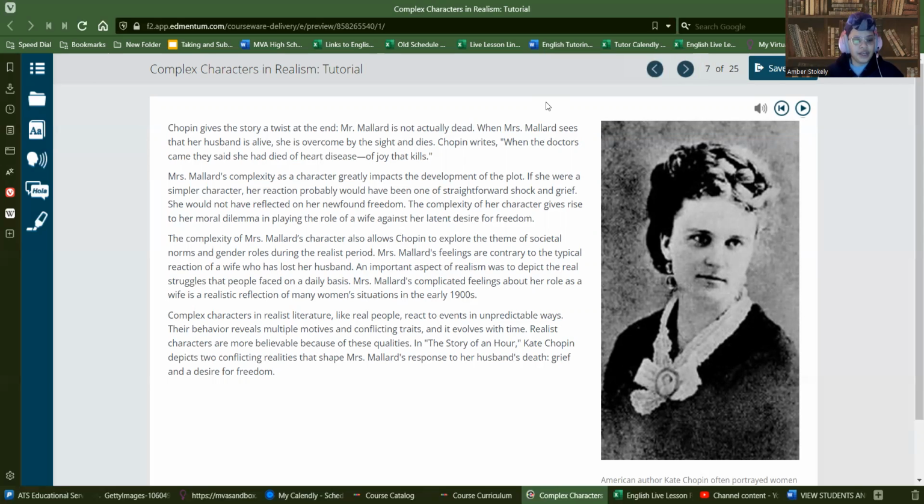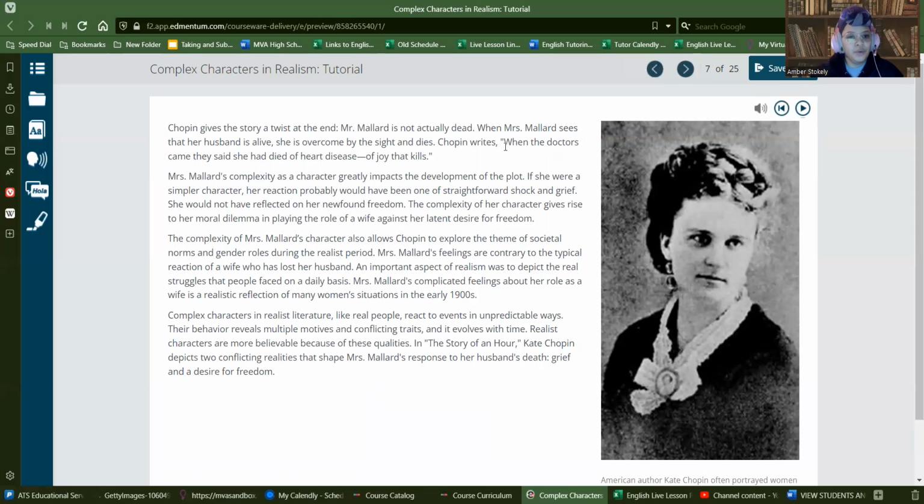Now, if we go over to slide 7, we get a little more information about the twist. So the twist at the end is that her husband, Mr. Mallard, is actually not dead. So when Mrs. Mallard sees that her husband is alive, she's so shocked, overcome by the sight, that she dies. She has a heart attack because she had a heart condition. And they gave you that information at the beginning so that it would make sense at the end when she dies.